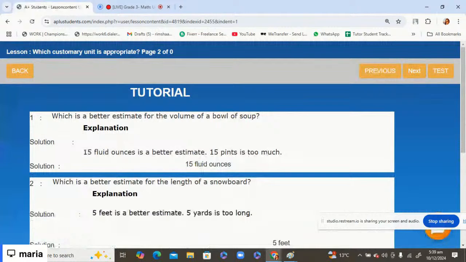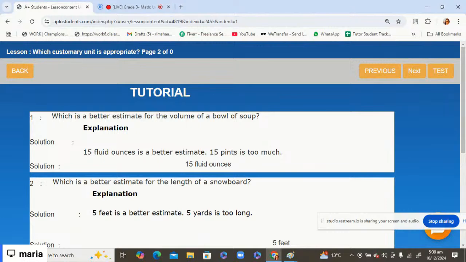What is the better estimate for the volume of a bowl of soup? Soup is basically very small. The volume of the soup is better estimated in ounces, not in gallons. A gallon is big, and cups are also not right. Cups are less than a gallon, so we are using the smaller unit, which is ounces.